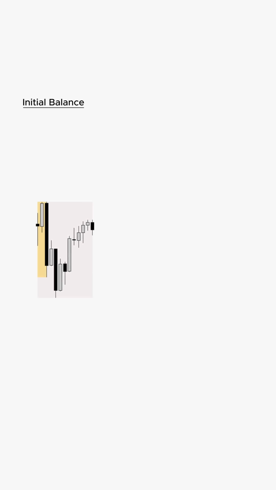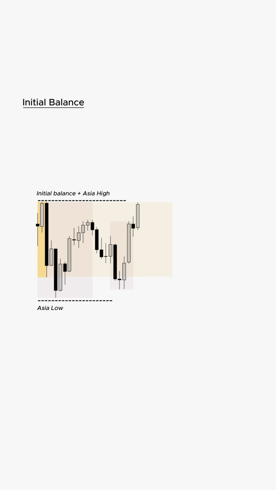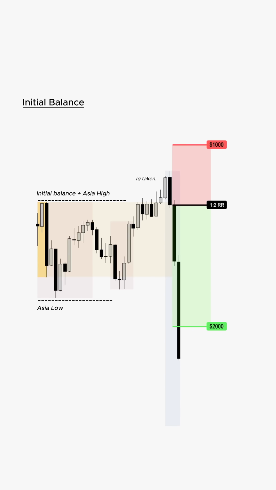Now, the second way you can utilize entries using the initial balance, which is the way that I trade, is to align this confluence with liquidity. Notice in this first example, liquidity was taken above the Asia range by New York, and this retrace candle was my entry. Target a 2-to-1 or structural lows, and you have a high probability setup.